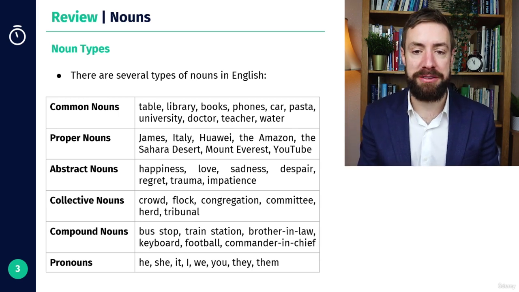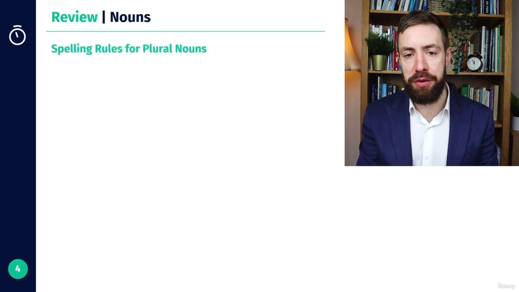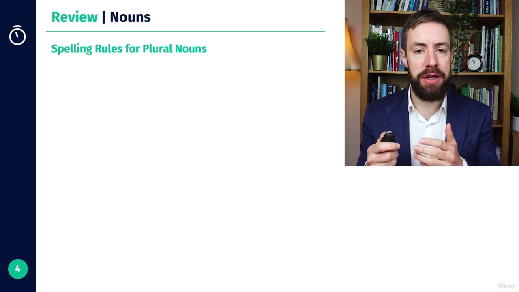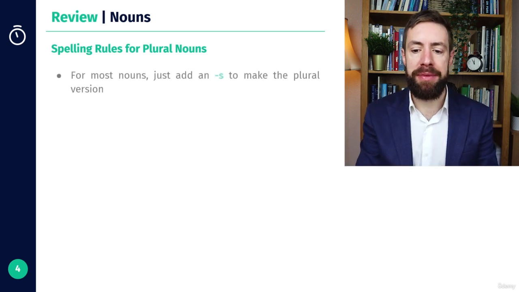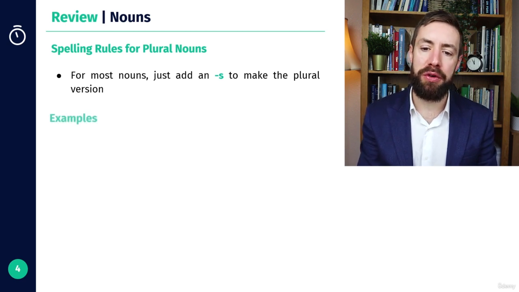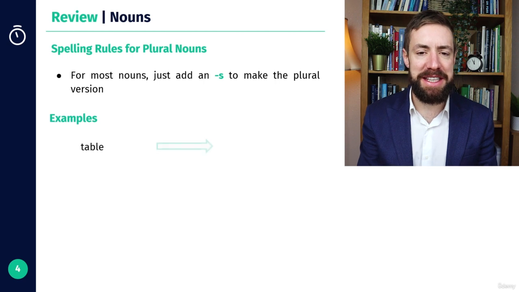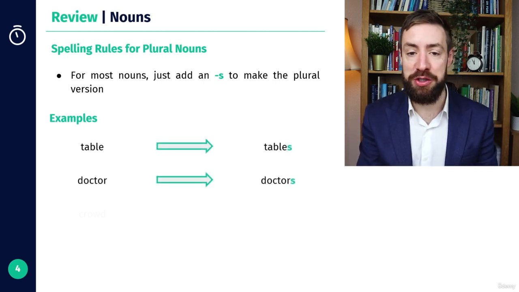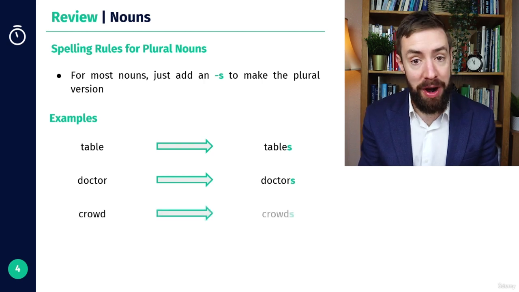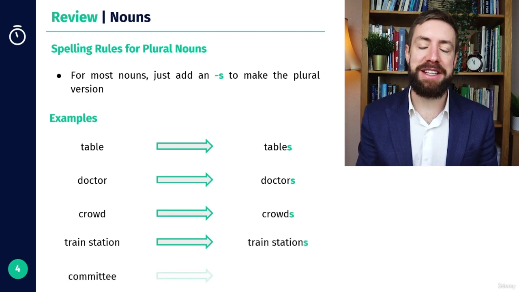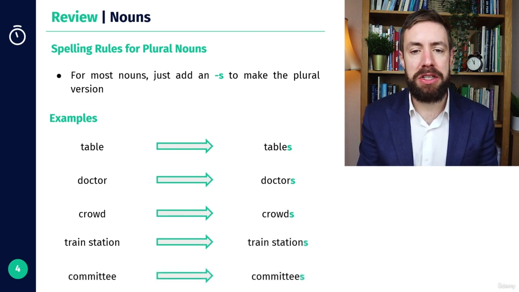Those are called pronouns. Now, something important to review is the spelling rules for plural nouns. So plural is when it's more than one, all right? And most of the time, we can just add an S to make the plural version. And we can see some easy examples. Table is one table or two tables. Doctor is doctors. Crowd becomes crowds. Train station is train stations. And committee is committees. So most of the time, we just add the S.